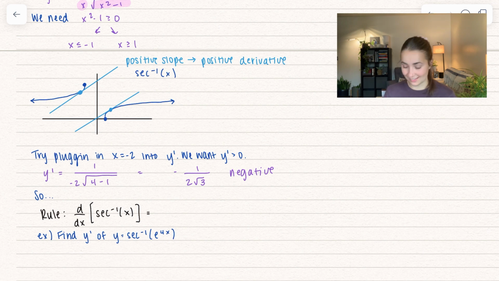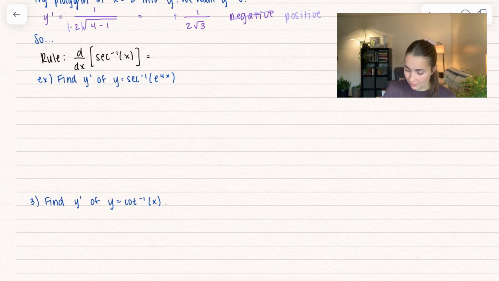And it's going to be the exact same thing. We're going to put this in absolute values so that this becomes positive. And that fixes what we're looking at here. So this gives us our rule. We have that the derivative of inverse secant is equal to +1, and then over the absolute value of x times the square root of x squared minus 1.